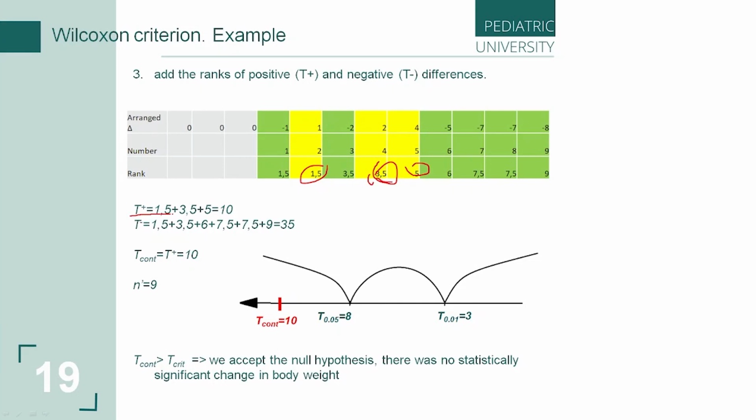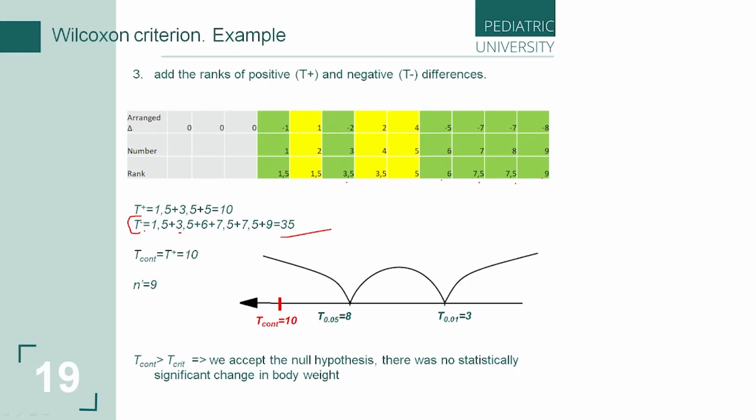So let's summarize it. The sum of positive ranks will be 10, yeah? What about negative ranks? 1.5 plus 3.5 plus 6 plus 7.5, again 7.5, and 9. It will be equal to 35 for negative, yeah? The sum of negative ranks.